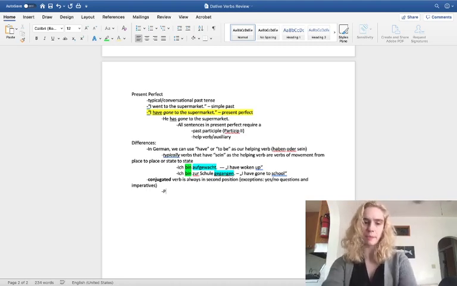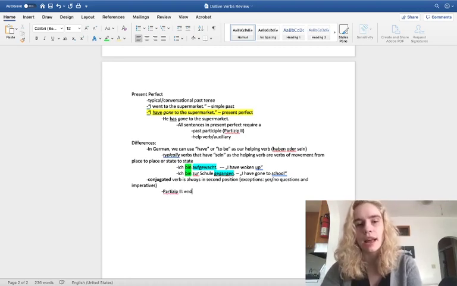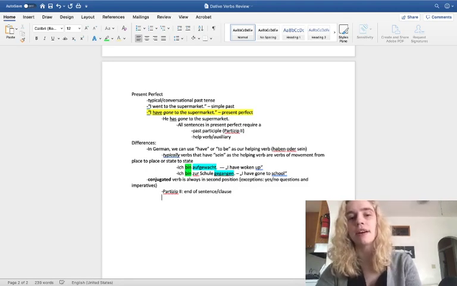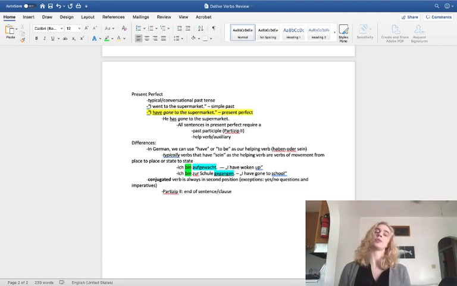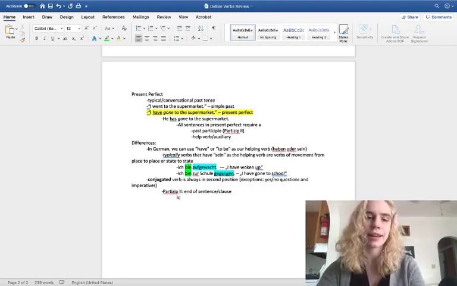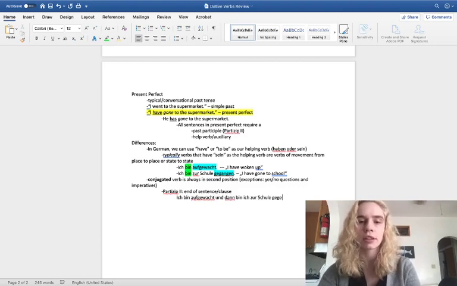So our participle, Partizip 2, comes at the end of the sentence or clause. What I mean by the end of the clause is that if I have a sentence with two or more clauses, it doesn't need to come at the very end of the sentence. So I can say, ich bin aufgewacht und dann bin ich zur Schule gegangen.